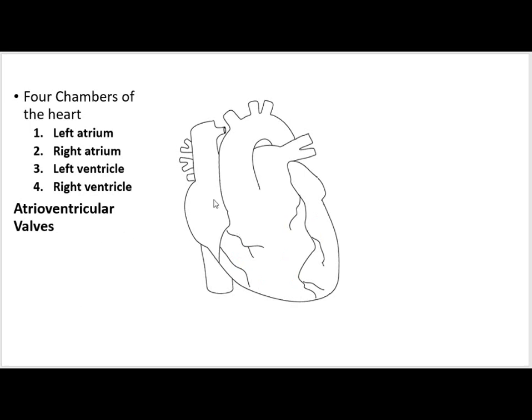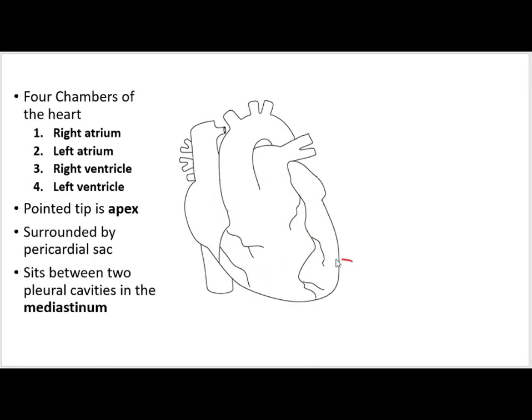The 2 upper chambers over here are separated from the 2 lower chambers here by valves called atrioventricular valves. So you have a set of valves right over here, which we could consider like a door, and valves over here, which is another door. The valve called the tricuspid valve separates the right atrium from the right ventricle, and the valve over here called the bicuspid valve separates the left atrium from the left ventricle. The tip of the heart right over here is called the apex.